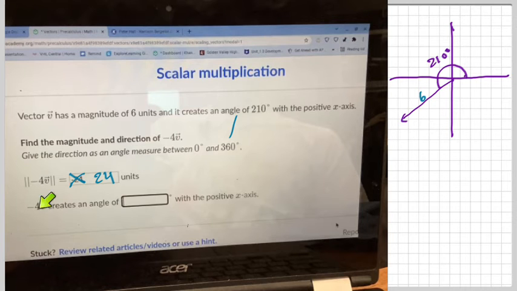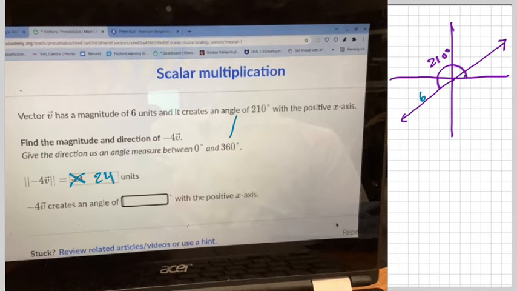But then it says, what's the angle that it creates? Now, what does negative do? The negative scalar will, because that's what the -4 is, it's a scalar, change the direction to the exact opposite. Remember, we do that when we do subtraction. We change the second vector to be the opposite. Okay, so if it went the opposite direction, it would go this way.